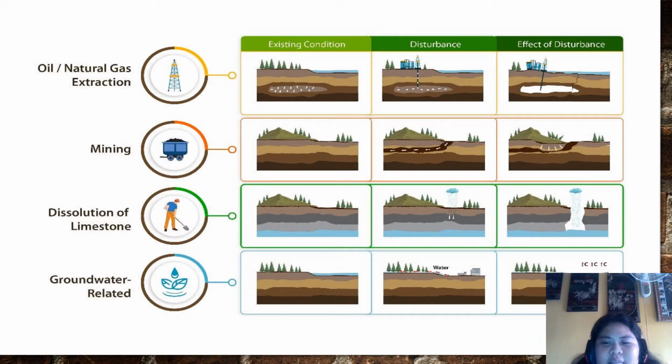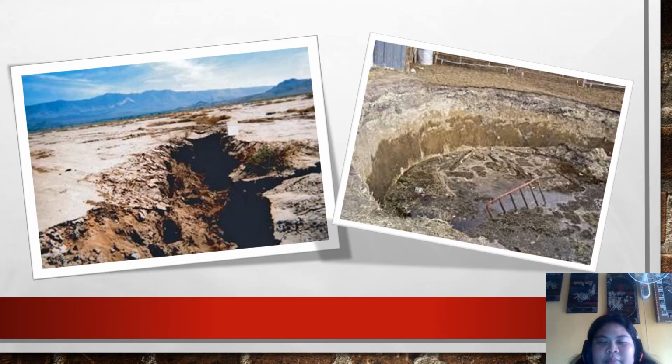So this is the table of subsidence: oil and natural gas extraction, mining, dissolution of limestone, and groundwater related. The first column is the existing condition, the second column is the disturbance, and the third column is the effect of disturbance. So there are different effects of the different subsidence causes. These are the examples of subsidence.